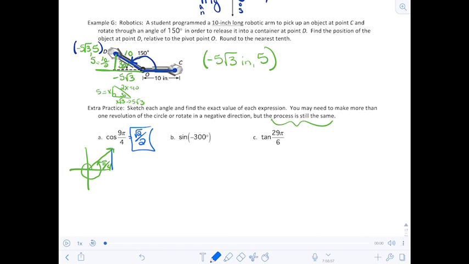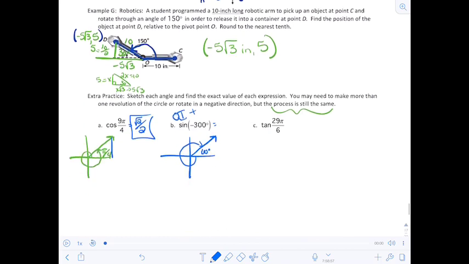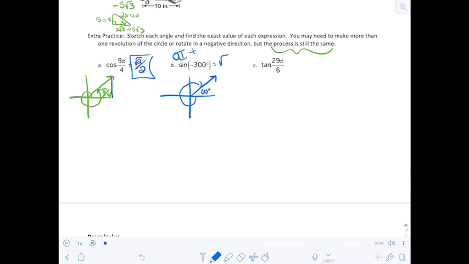Okay, the sine of negative 300. So if we think about where that is, I'm going this way. There's negative 90, negative 180, negative 270. Negative 300 is somewhere in quadrant 1, so it's going to be positive. My reference angle is going to be 60 degrees. So if I think of the sine of 60 degrees, I can go back to my unit circle. The y value is my sine, so that's root 3 over 2. And it's positive because I'm in the first quadrant.